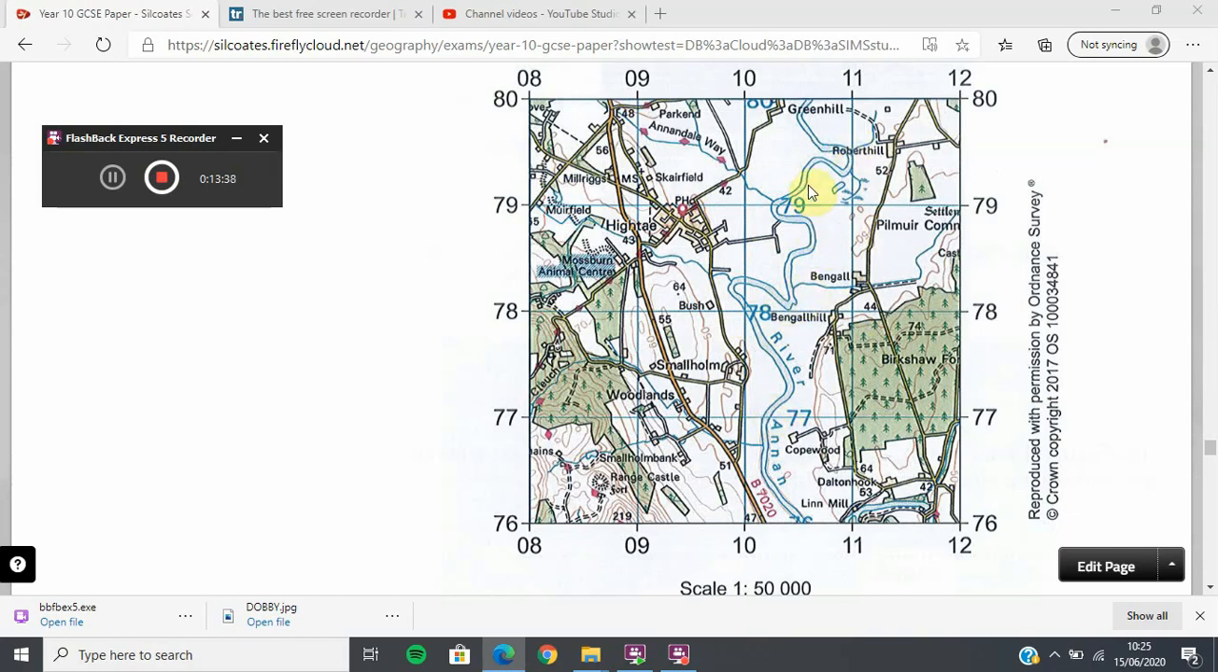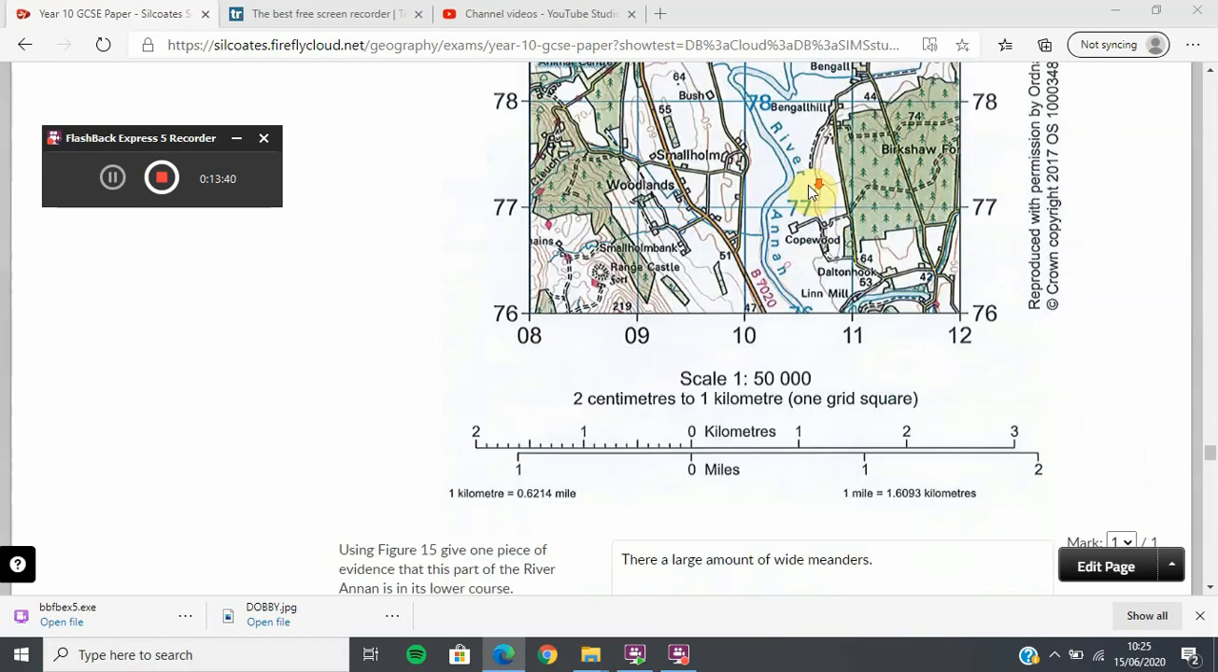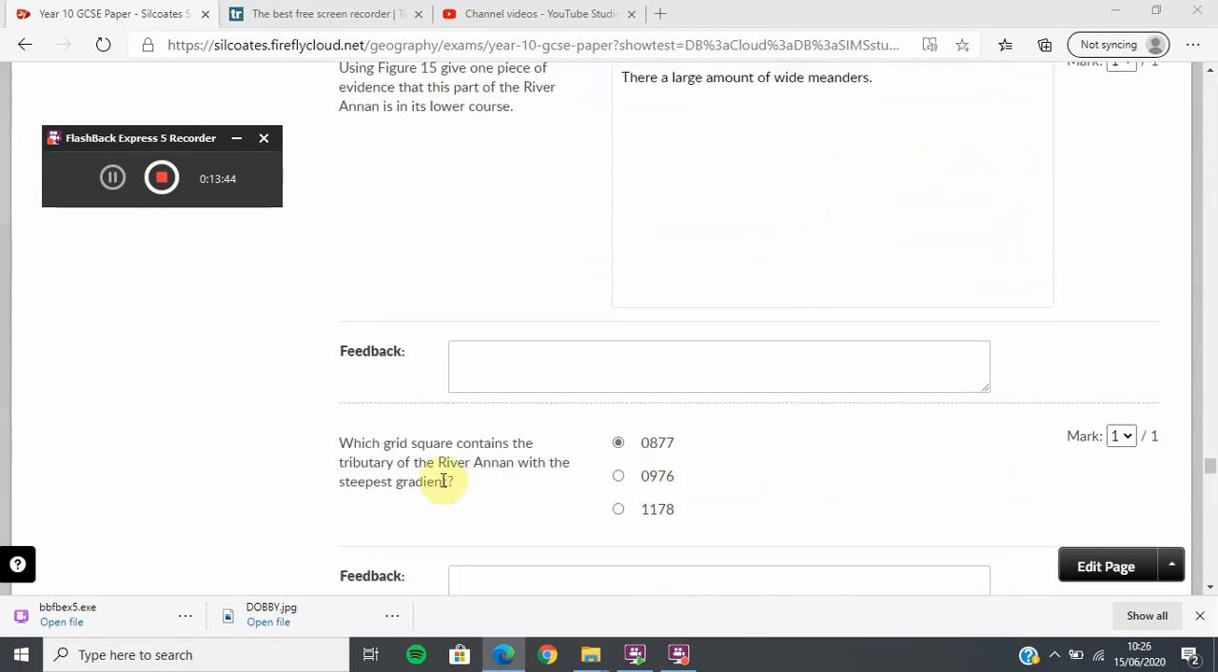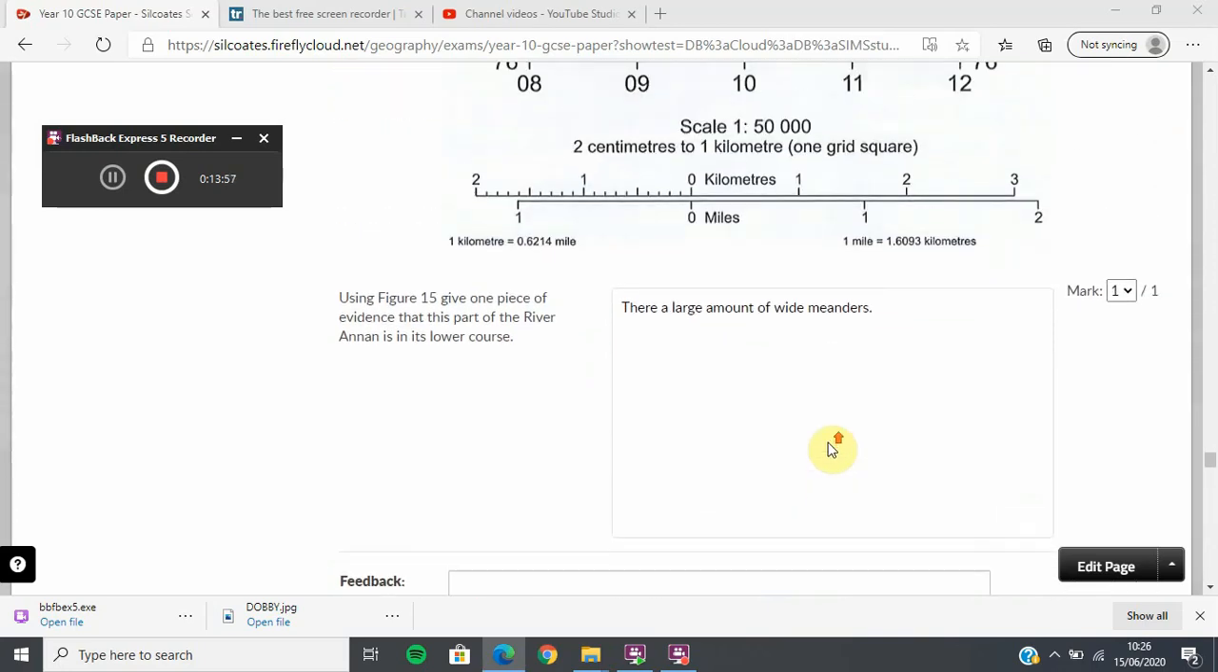That's the evidence you've got on the map. Okay. Moving on to the next question then. Which grid square contains the tributary of the River Annan with the steepest gradient? Now I know this was a tricky question, and we'll just have a little look at it and try and work it out. So 0877 is the correct answer.